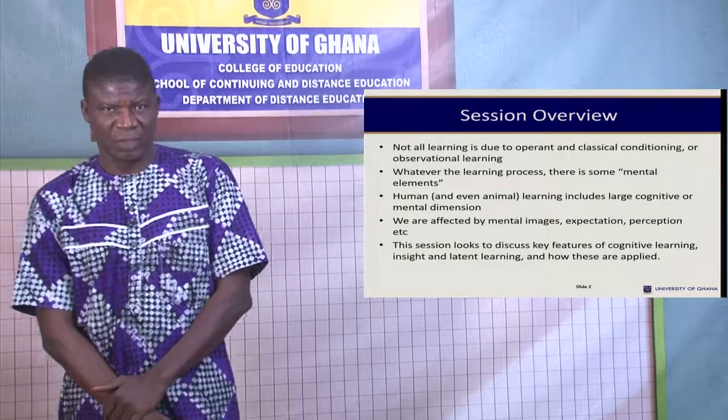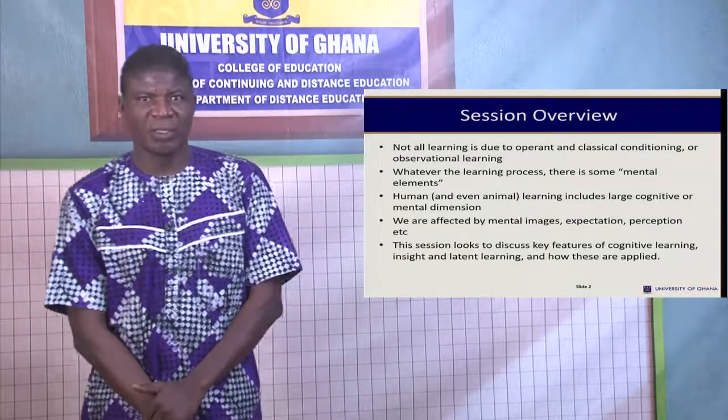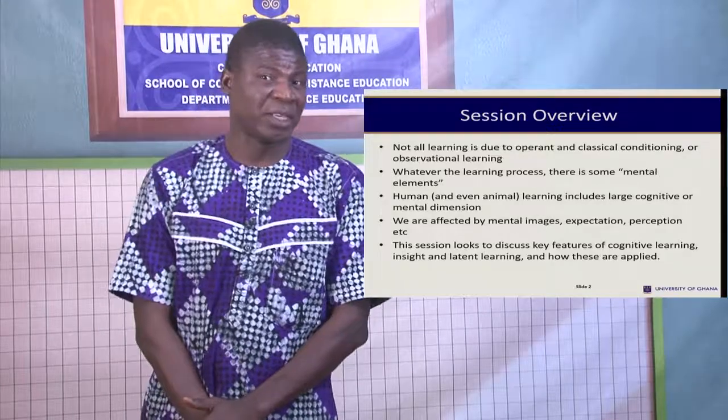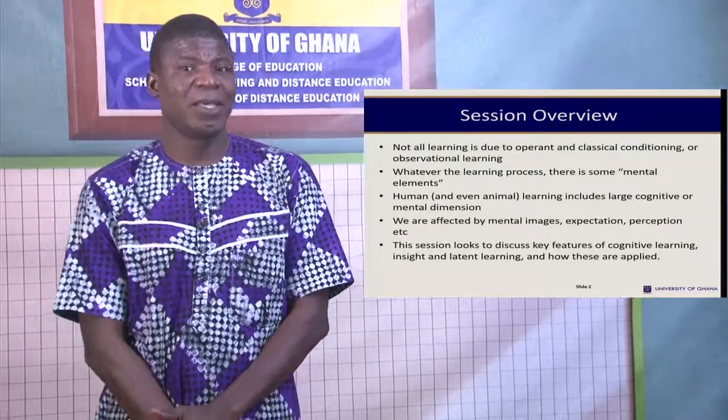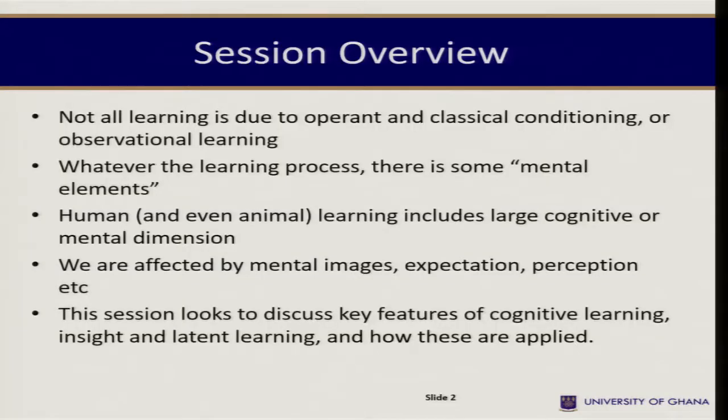So this is just to let you understand that not all learning is due to operant and classical conditioning and observational learning. There are others that require more mental elements. Humans and even animals sometimes learn in ways that include large cognitive and mental dimensions, because we are affected by mental images, expectations, perceptions, and so on as we interact with the environment.